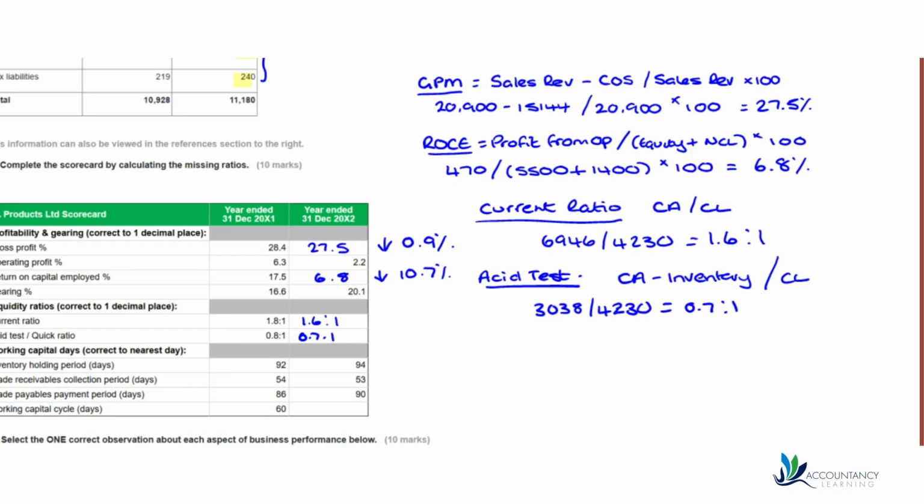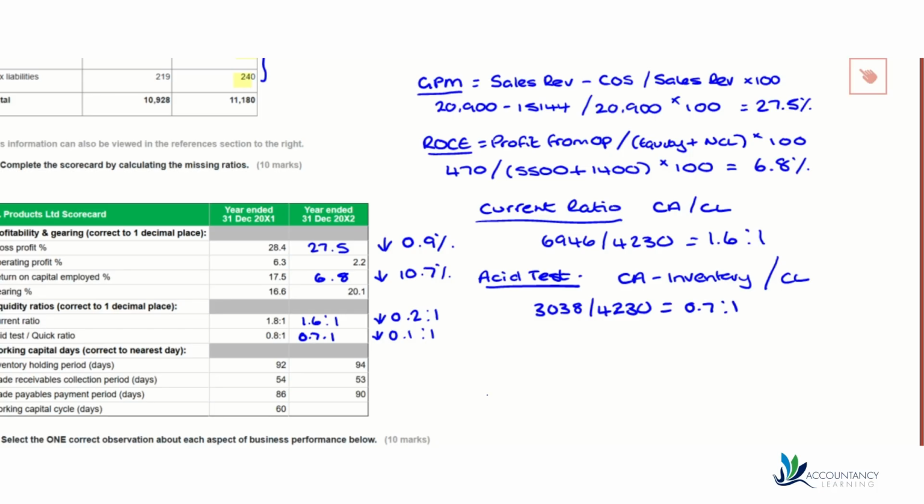And as this is below 1, this typically indicates that the company may face challenges in meeting its immediate financial obligations without selling inventory or securing additional finance. So we can see that both of them have declined from one year to the next. This is by 0.2 to 1, and this is 0.1 to 1.